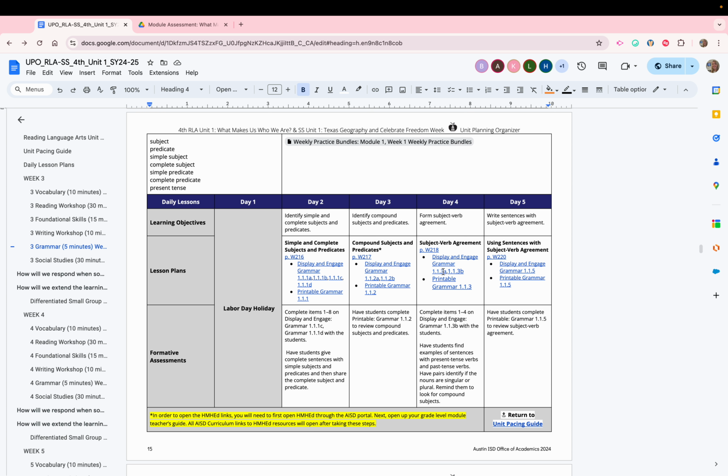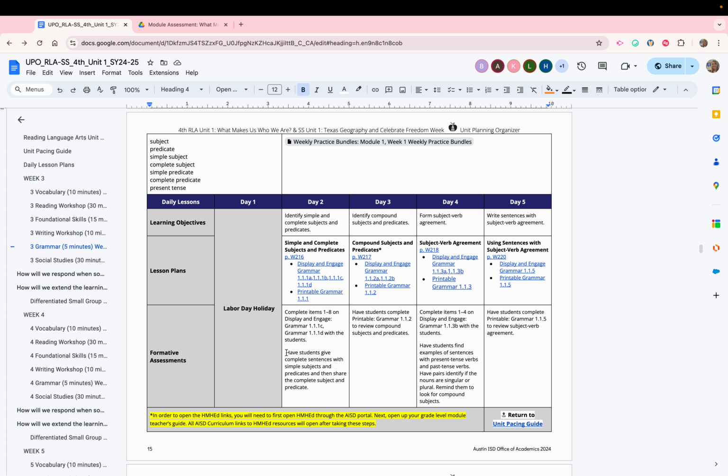Then what follows is the same structure that we've seen before. The learning objective, the lesson plan that tells you what am I doing that day, what's the page number in HMH, a bulleted list of resources, and then the suggested formative assessment. And these stay pretty simple. When possible, we have tried to include more active learning activities in lieu of a worksheet, okay?